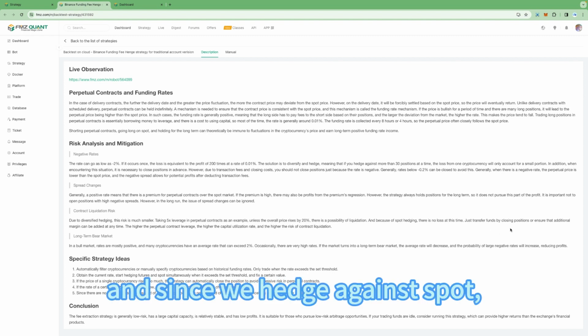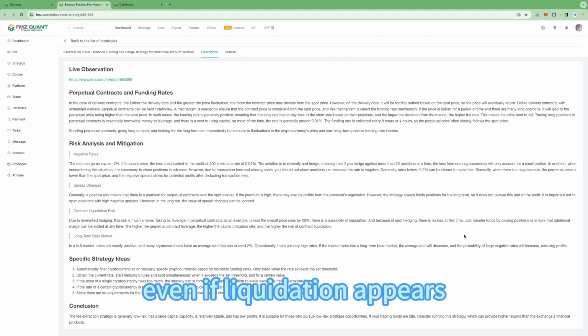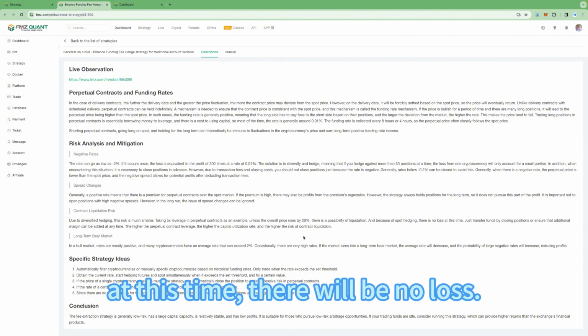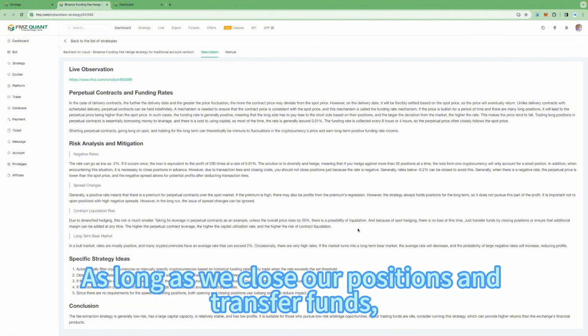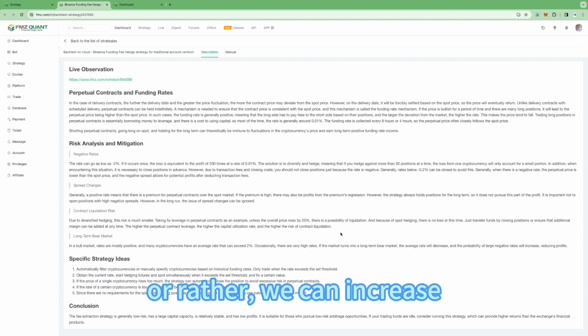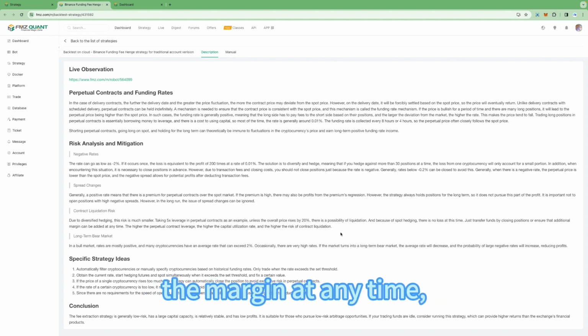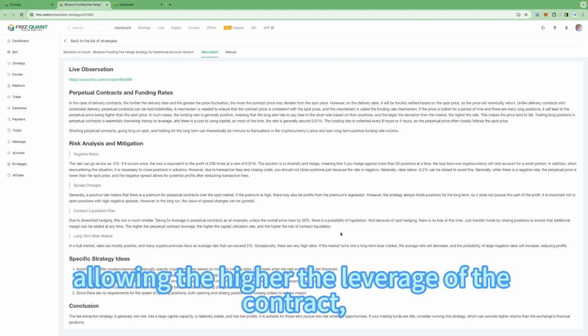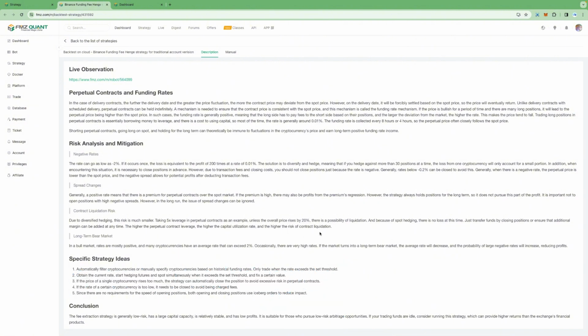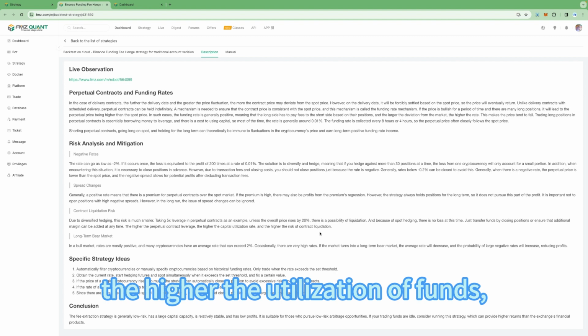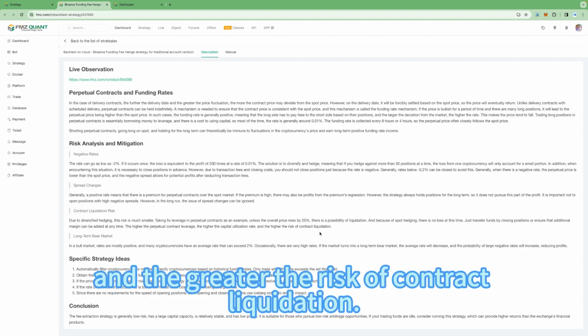And since we hedge against spot, even if liquidation appears, at this time there will be no loss, as long as we close our positions and transfer funds, or we can increase the margin at any time. The higher the leverage of the contract, the higher the utilization of funds, and the greater the risk of contract liquidation.